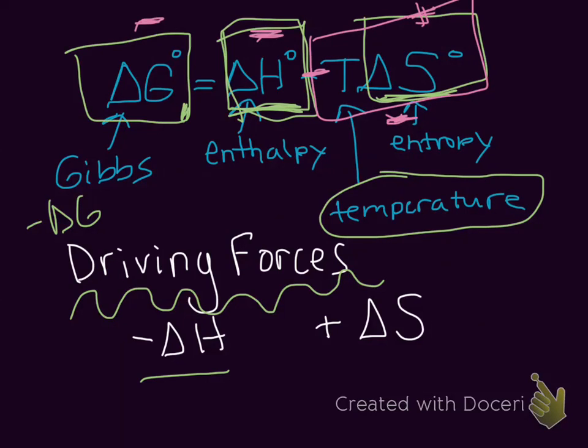So we're going to go through 4 examples, and we're going to look at cases where they're not temperature dependent. It's always a negative delta G. It's always a positive delta G. Or you can have one that is temperature dependent at high temperatures or low temperatures.